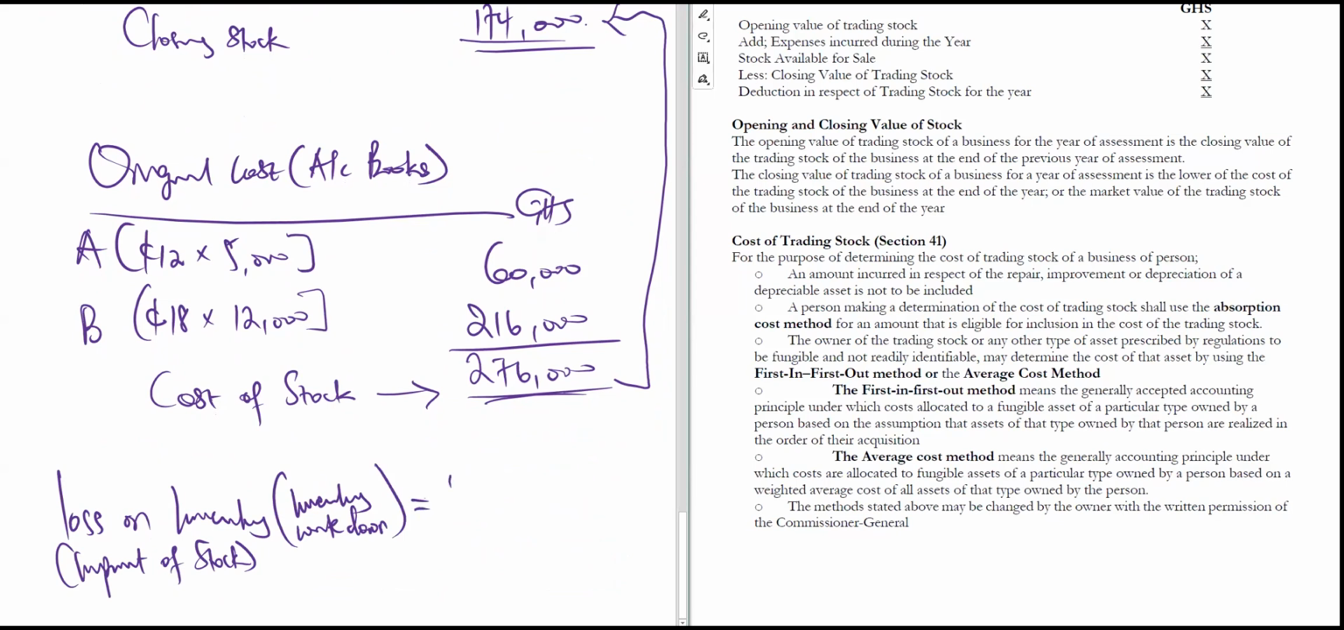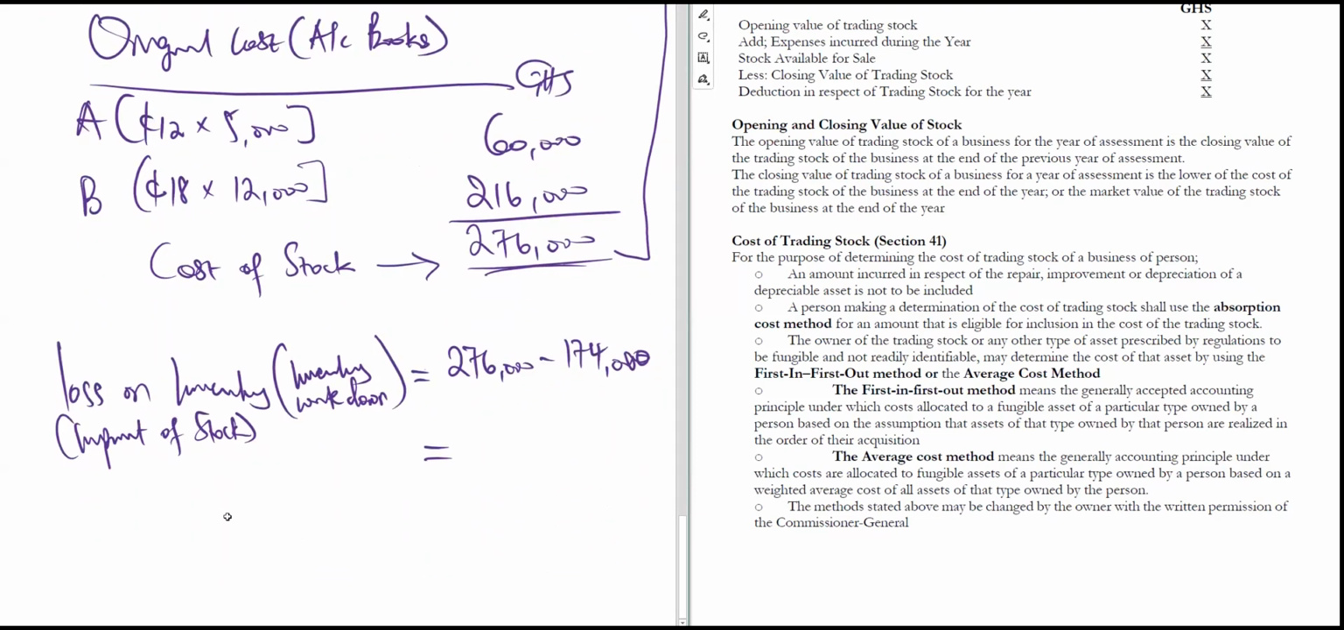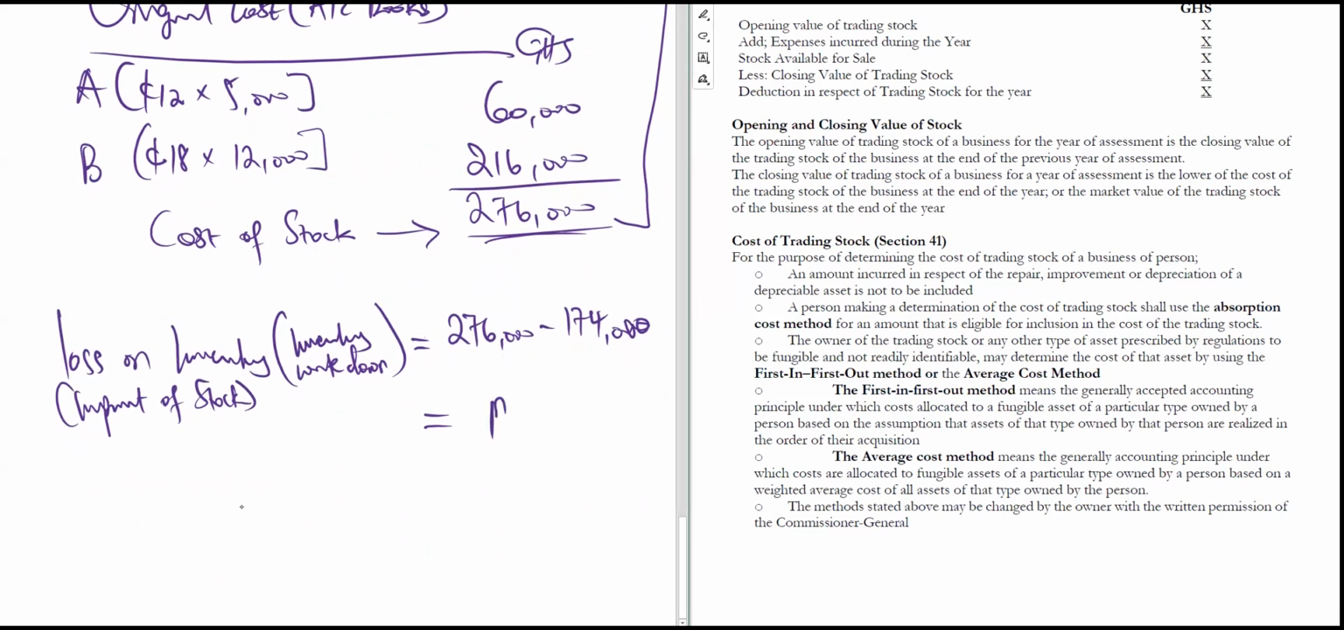And how much is the write down? It should have been worth 276,000, right? Now worth 174 in the market. So how much should be written down? 102,000, right? So 102,000 would have been charged as an expense in the P&L.